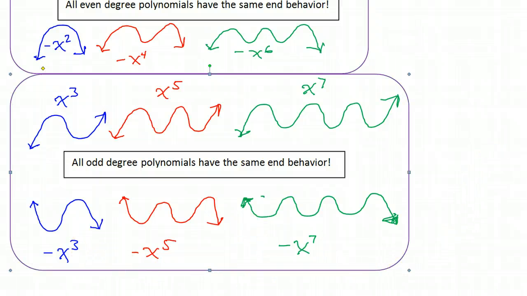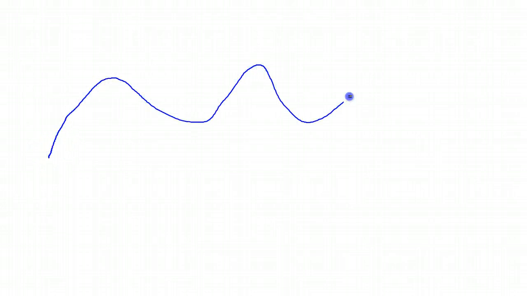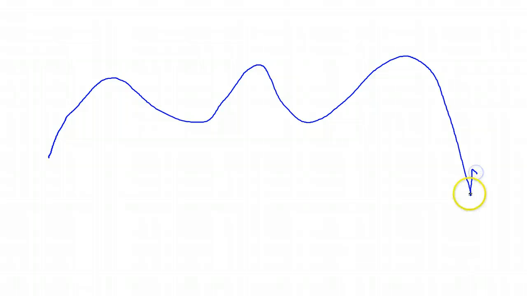Alright, let me quiz you. If I draw you a graph, you should be able to tell me whether the degree is even or odd, and you should be able to tell me whether the leading coefficient is positive or negative. So here's a graph. Crazy graph.